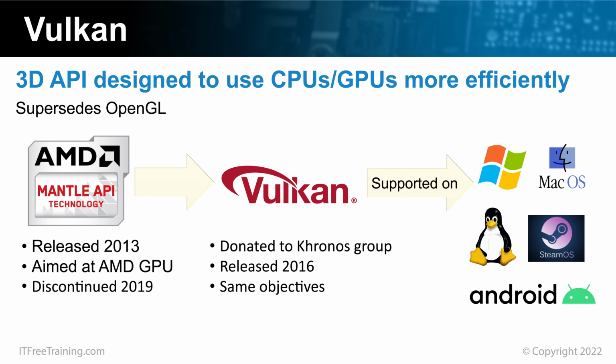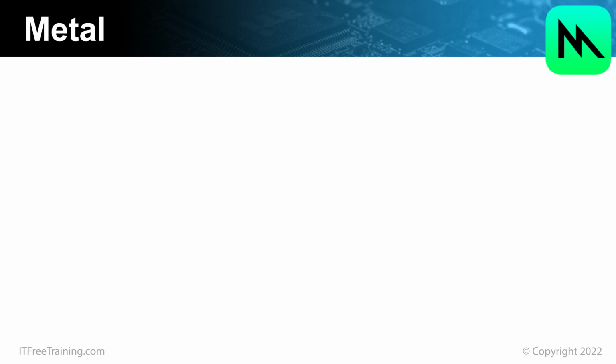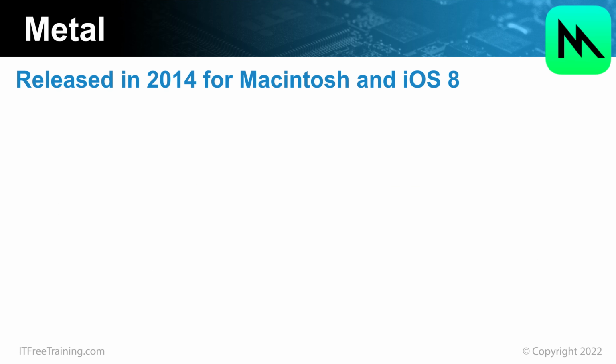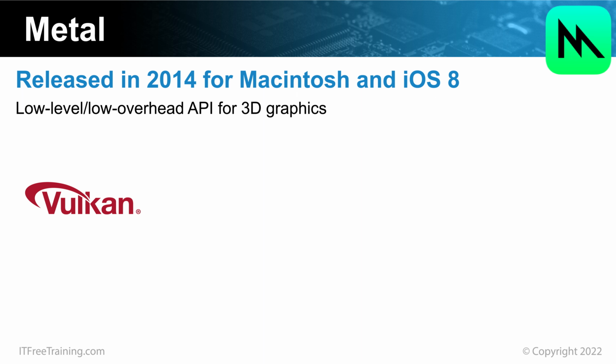Before I finish this video, I want to have a look at one last API. The last API that I will look at is Metal. Metal was released in 2014 for Macintosh and first appeared in iOS 8. It was designed for Apple products and designed with the same principles as the other APIs, that is, a low-level, low-overhead API for 3D graphics. Essentially, Metal is a competing API to DirectX and Vulkan.